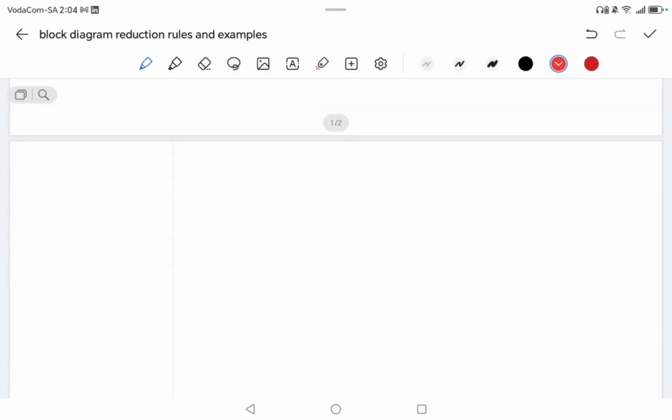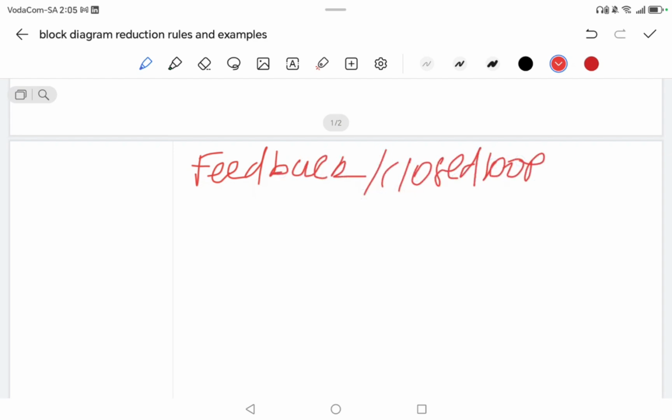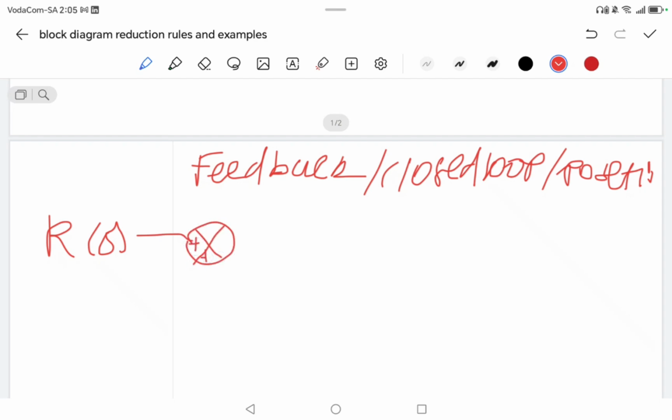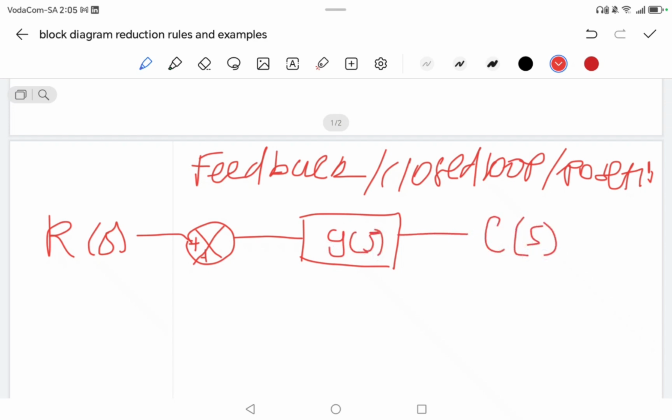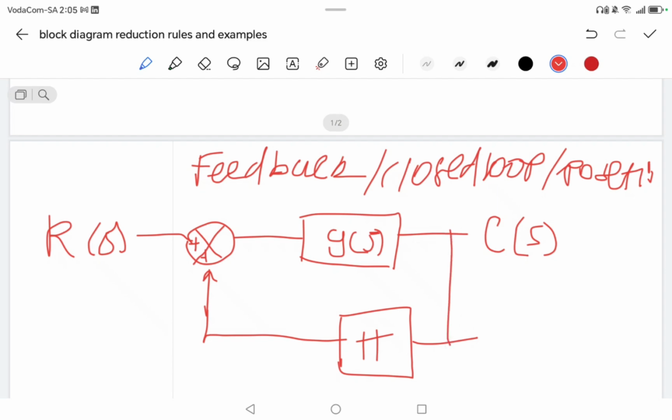Then the second rule will be feedback closed loop, and this one will be positive, right? Then we're just gonna write our R of S into the summation, and then positive. Then from there we have our gain G of S, then it goes to C of S, right? Then from there we take the feedback H of S.